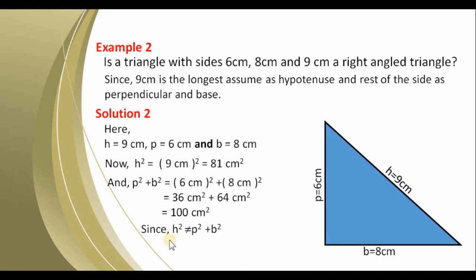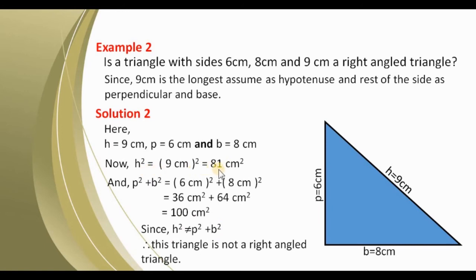In this, since h square is not equal to p square plus b square, you can see here h square is 81 square centimeter and p square plus b square is 100 square centimeter, which are not equal. So this triangle is not a right angled triangle.